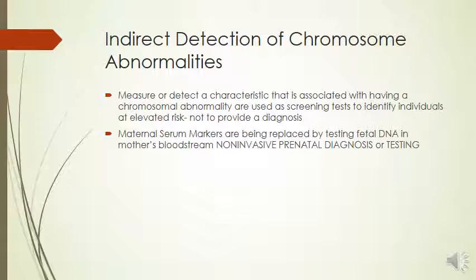If we look at the indirect detection of chromosome abnormalities, what they do is measure or detect a characteristic that is associated with having a chromosomal abnormality, and they're used as screening tests to identify individuals at elevated risk. They do not provide a diagnosis. Maternal serum markers are being replaced by testing fetal DNA in the mother's bloodstream. This is non-invasive prenatal diagnosis or testing. This can be done about 10 weeks into the pregnancy or later.